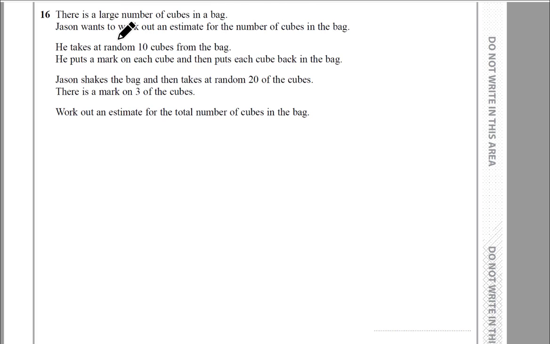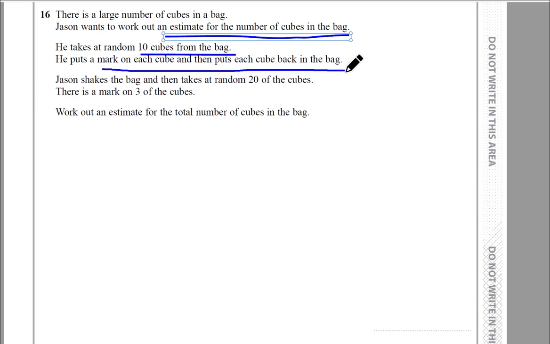Right. There's cubes in the bag. Jason wants to work out the estimate of the number of cubes in the bag. He doesn't know what is what. So he takes out 10 cubes from the bag. He puts a mark on each cube and then puts each cube back in the bag.